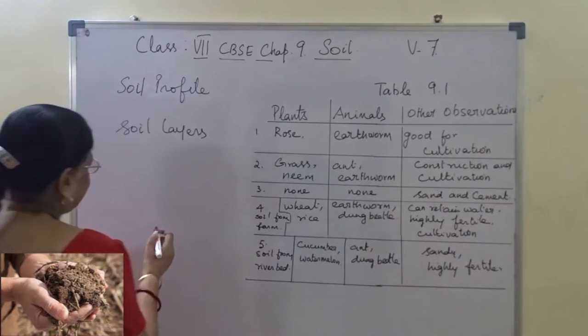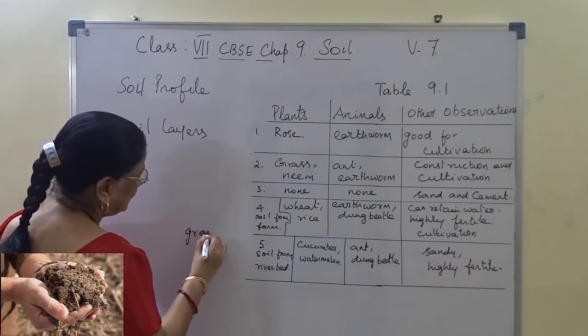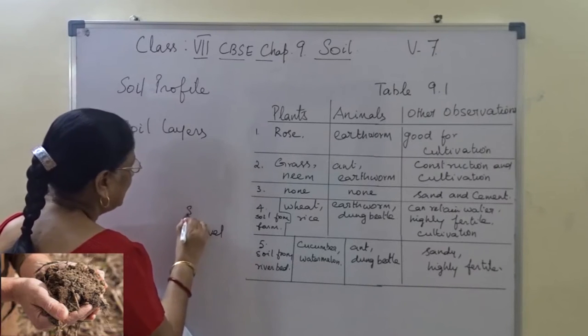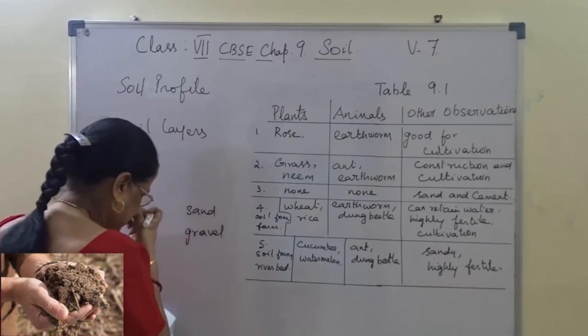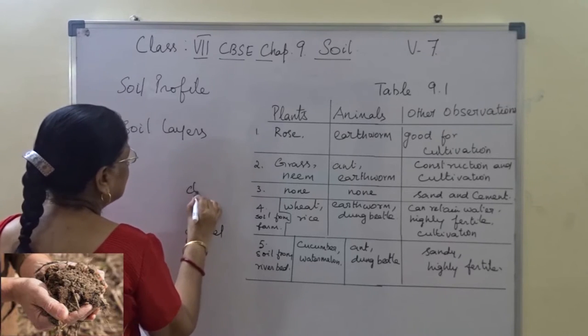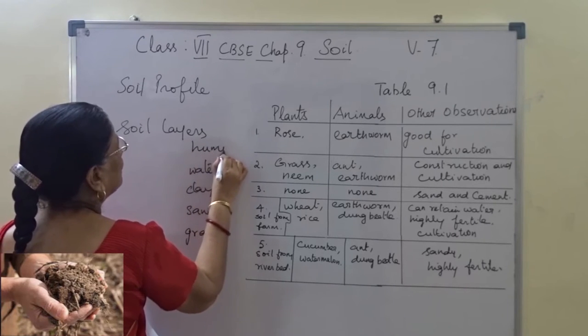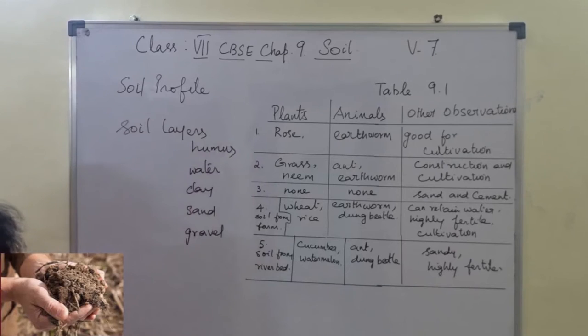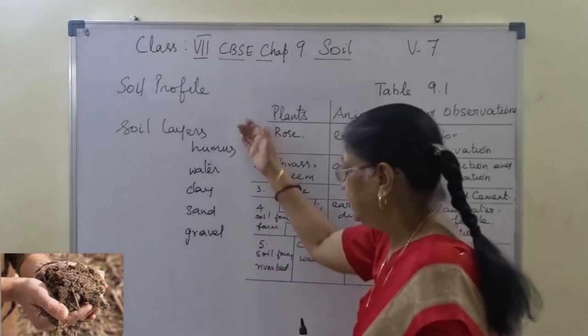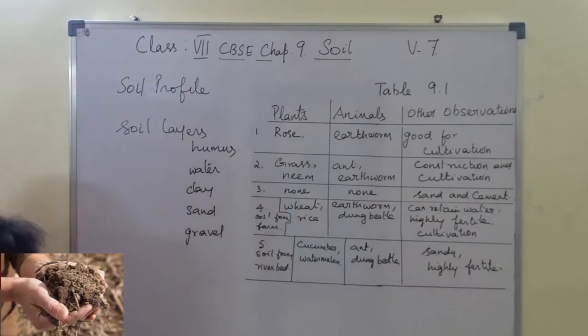In layers we have gravel, sand, clay, water, humus. These are the layers of soil. As an example, I have taken a bottle.